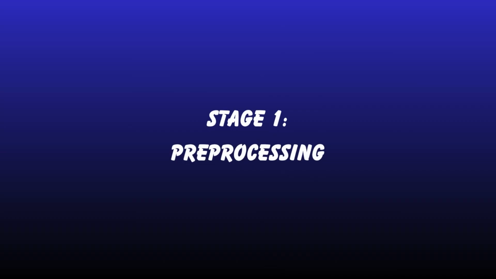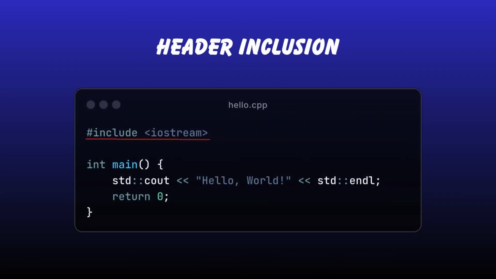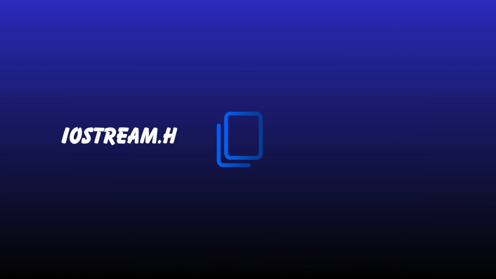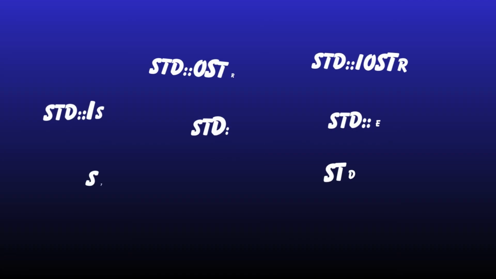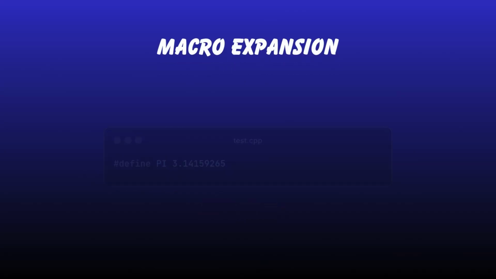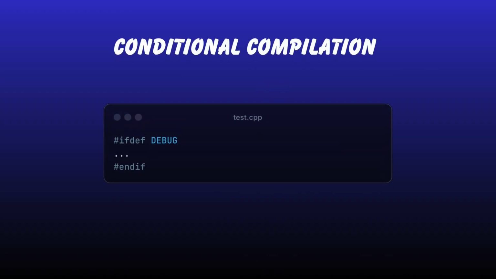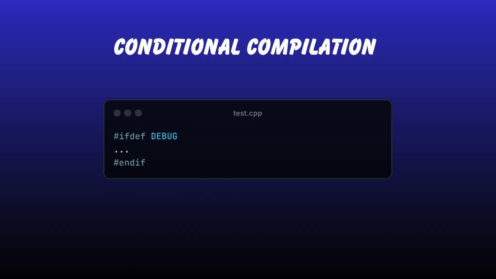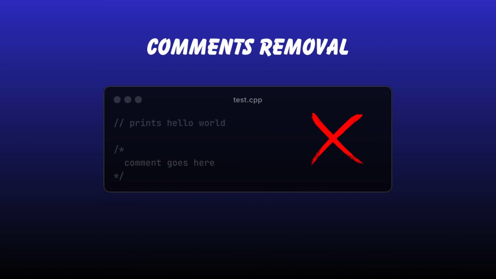Preprocessing. This is like the editor of your code. It handles all those hash directives you see at the top of files. The preprocessor scans your CPP file and does a few important things. Header inclusion. That #include <iostream> tells it to copy-paste the contents of the iostream header file right into your code. Headers contain declarations for things like std::cout, so your code knows what they are. Macro expansion. If you have used macros like this, it replaces every PI in your code with the value of pi. Macros are like find and replace on steroids. Conditional compilation. Stuff like this lets you include or exclude code based on conditions, great for debugging. Comments removal. It strips out all comments, as they're just for humans.